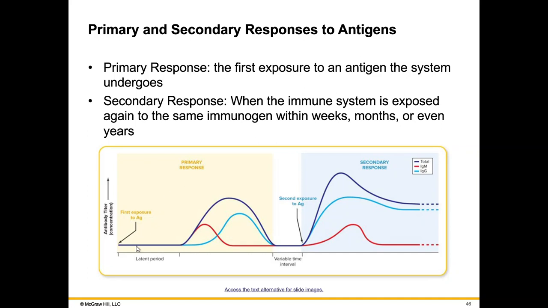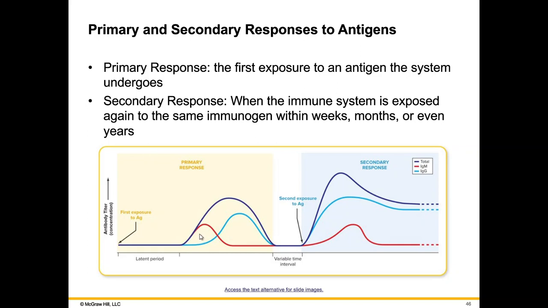So there's a little bit of a latent period here before we see huge amounts of antibody titers come into play. And that's this purple line. This purple line is representing the antibody titer of all IgM and IgG antibodies. IgM and IgG antibodies are the two that are standardly going to be detected via an antibody titer.